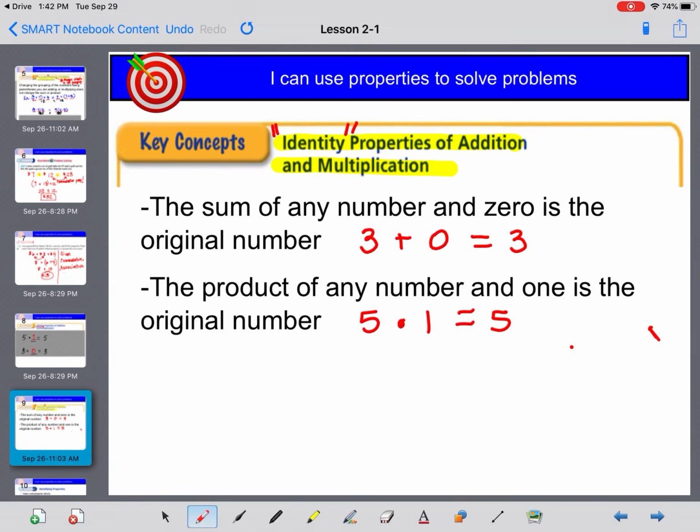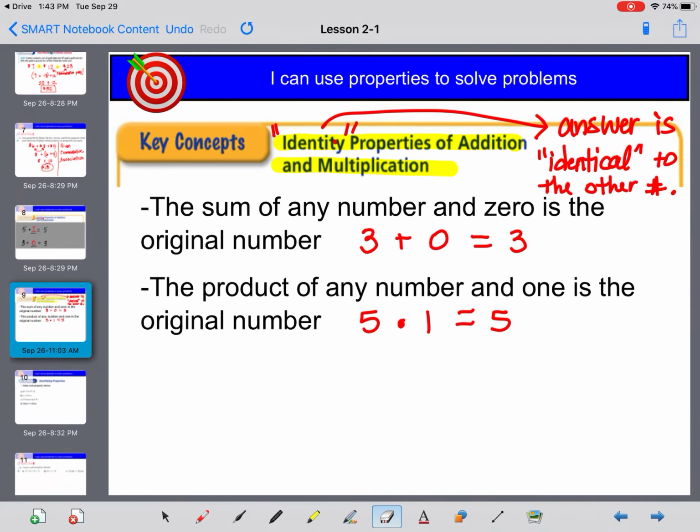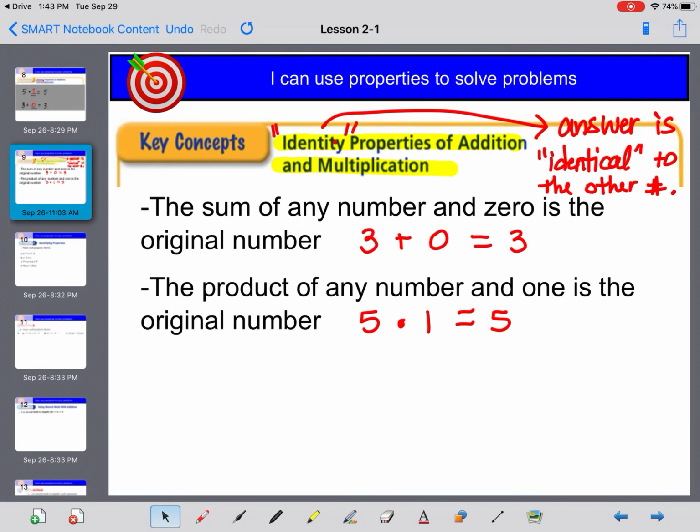Identity. The answer is identical to the other number. So if that mnemonic device helps you, write it down. If you don't have all these notes down, pause the video and then continue when you are ready.